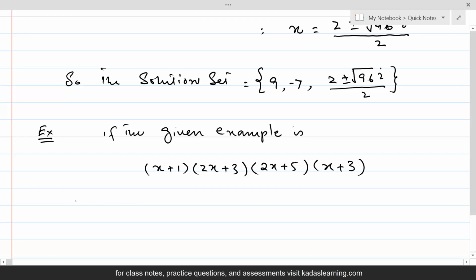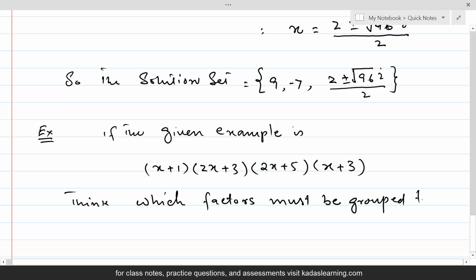So think which factors must be grouped together. We will take up this kind of questions in the next lesson, but that's food for thought until we go to the next lesson.